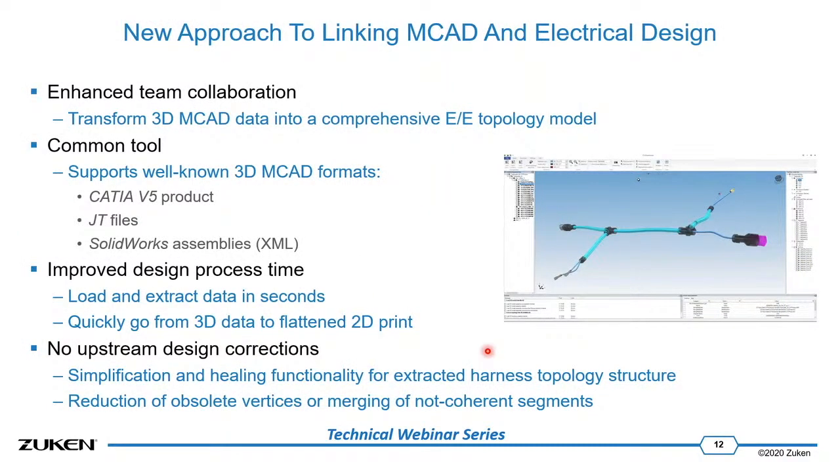So let's go into a little more detail on this new approach to linking your MCAD and schematic engineer. This is going to enhance team collaboration, and it's all in one common tool. It supports well-known MCAD formats: CATIA, product files, JT files, XML, ASM, etc. Where you're going to see the improved design process is that you can quickly go from 3D data to a flattened 2D print, because the load and extraction time is very short and quick. And the healing function, healing the data within the tool, also helps improve the design process time.